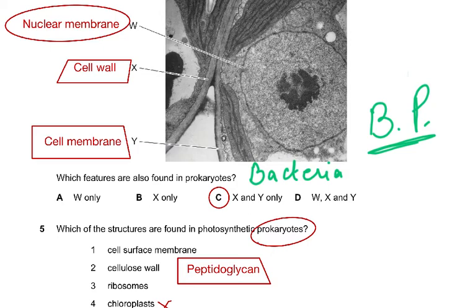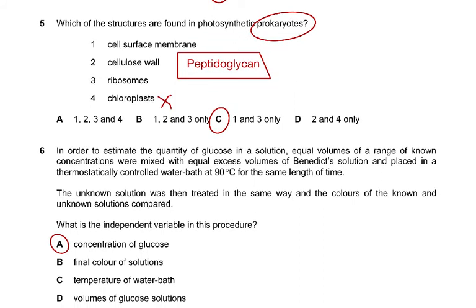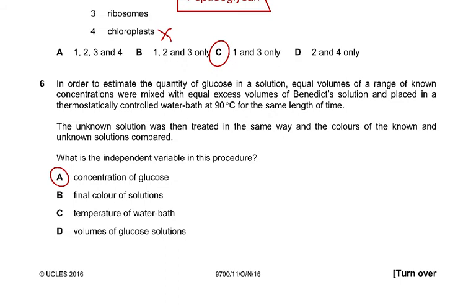Question 5. Which of the structures are found in photosynthetic prokaryotes? Now, you know prokaryotes do not have any photosynthetic prokaryotes. So photosynthetic means that they would have some sort of way by which they can convert light energy to chemical energy. But of course, the answer to that is only 1 and 3. Why? Because cell membrane and ribosomes. Because there's no cellulose wall. It is a peptidoglycan wall. And there can never be any chloroplast. There could be some sort of structures which resemble thylakoids, but not any membrane-bound organelle. So please remember that.